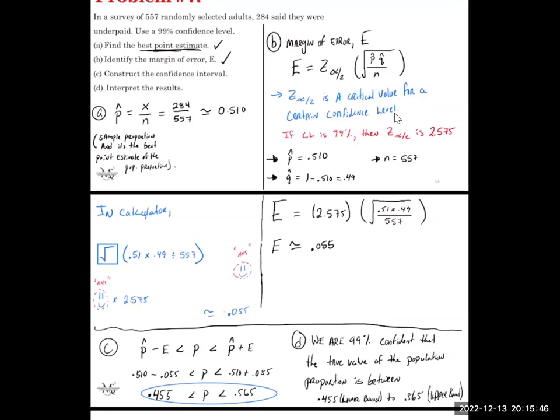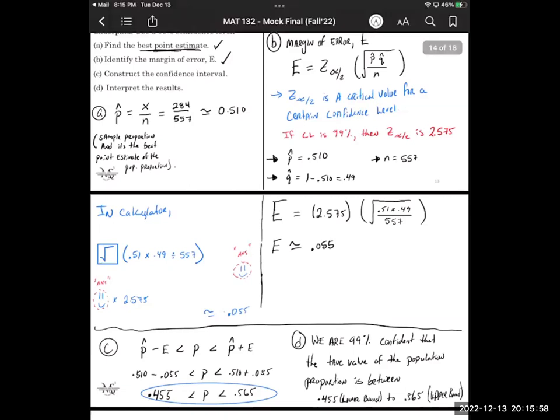Oh, I think I know what you mean. You mean P is plus or minus. Yes, that makes sense. P hat plus or minus E. So I'll write it here. This is what you're saying.